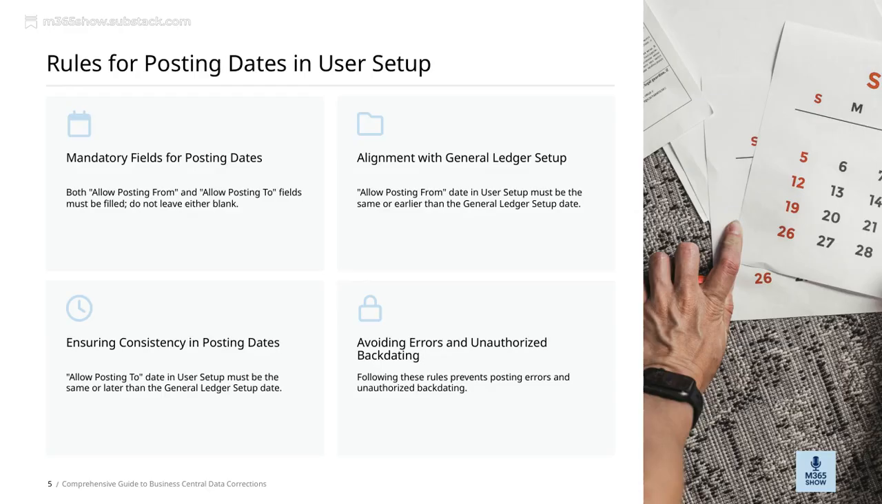Next, the allow posting from date in user setup should be the same as or earlier than the general ledger setup date. This ensures users can't post before the start date established in the ledger settings. It's also very important that both allow posting from and allow posting to fields are filled in. Leaving either blank could lead to posting errors or unauthorized backdating. By following these simple rules, we help maintain consistency, prevent errors, and uphold control over our financial data. These safeguards are key to keeping our accounting processes accurate and secure.